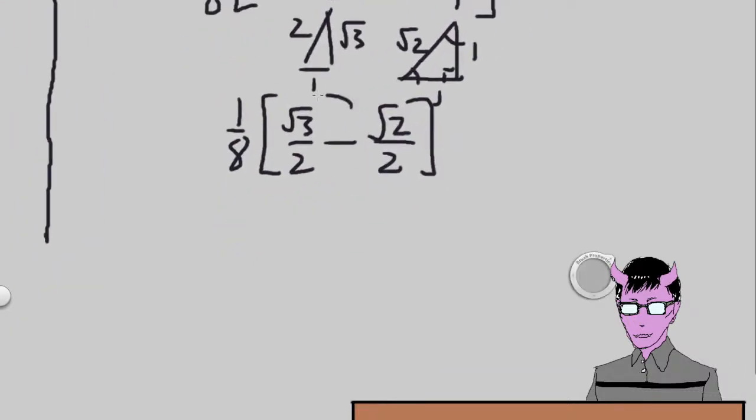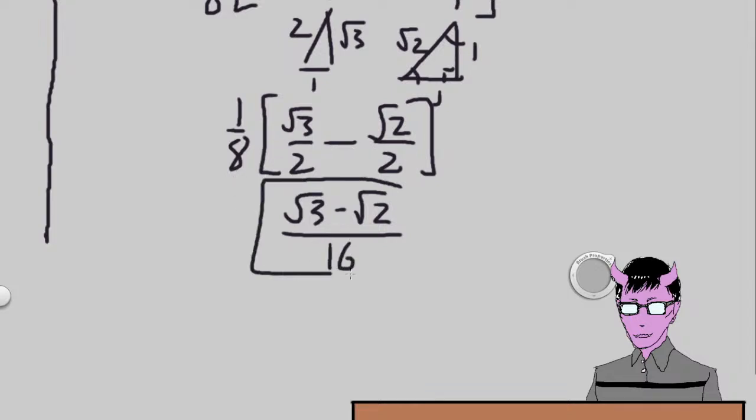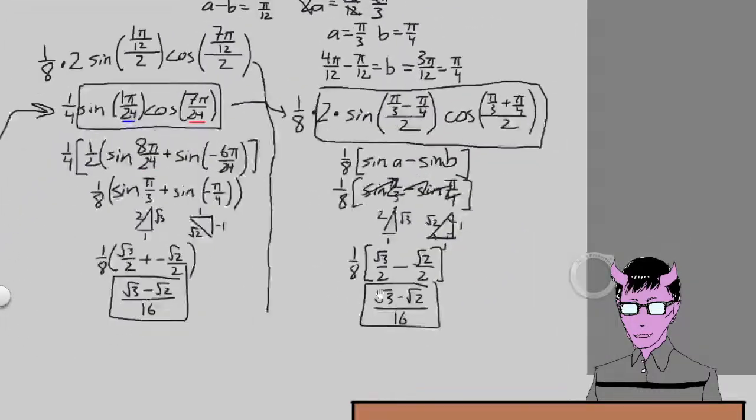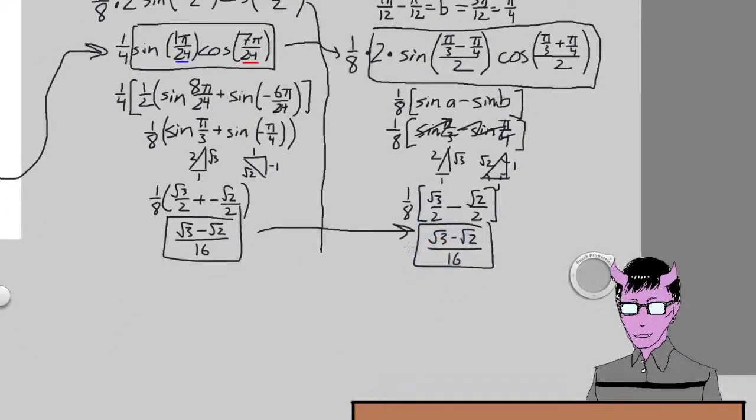Alright, here we go. And then we have a common denominator, so just subtract the top 2. Keep the denominator of 2, and then times the 8. And that should be the answer. Yep, they are good to go.